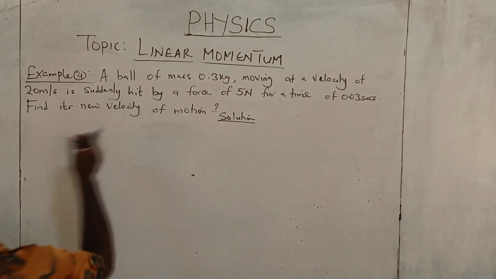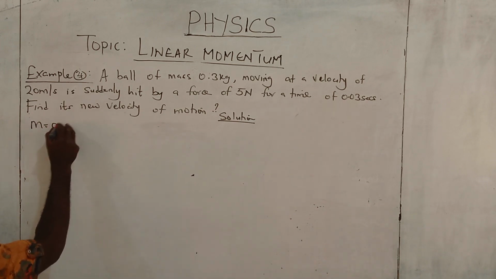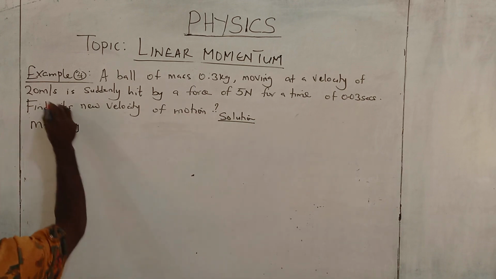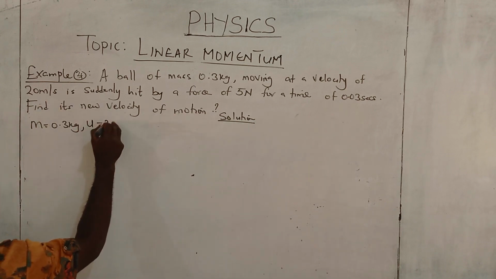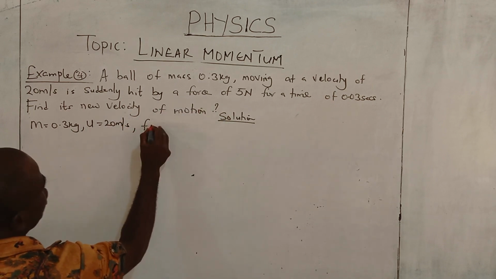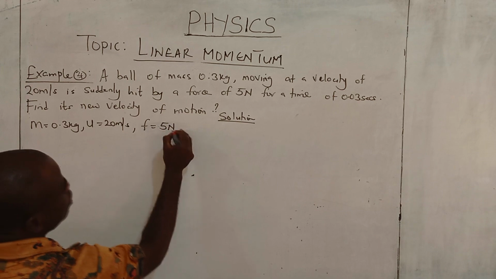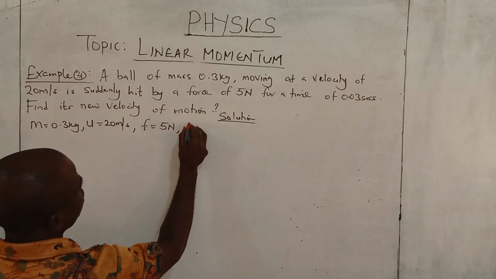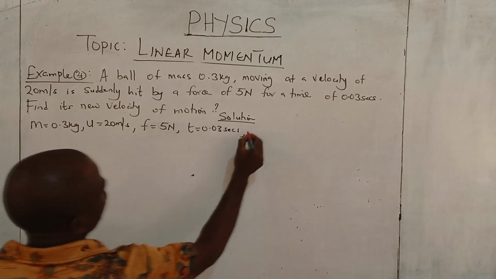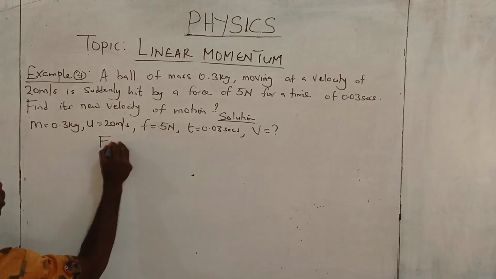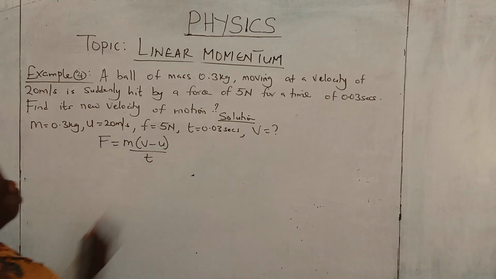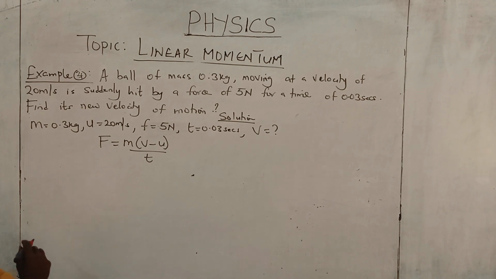A ball of mass m, 0.3 kilogram, moving with a velocity of 20 meters per second, that's the initial velocity, is suddenly hit by a force F of 5 Newton for a time t of 0.03 seconds. Find its new velocity, they are referring to v. F equals m into v minus u over t. Take note, we are looking for v.